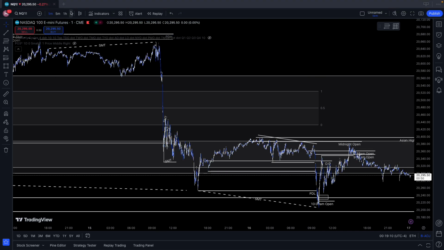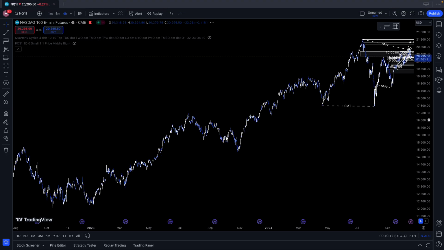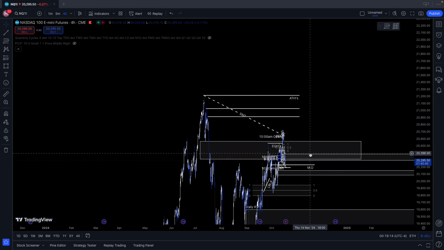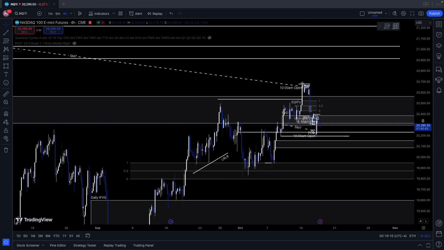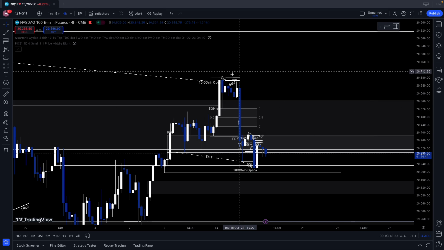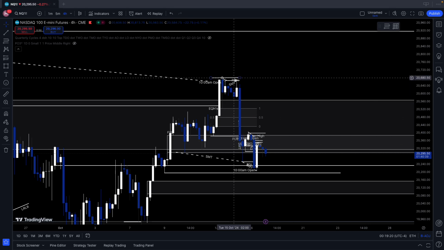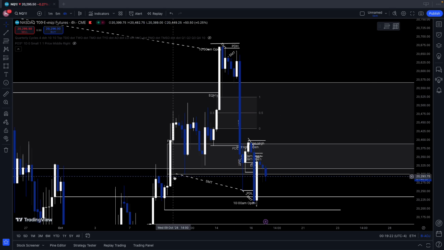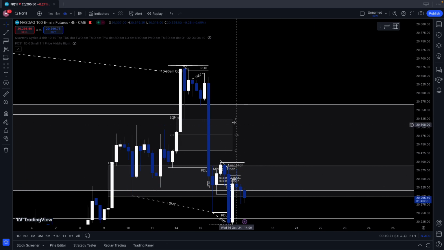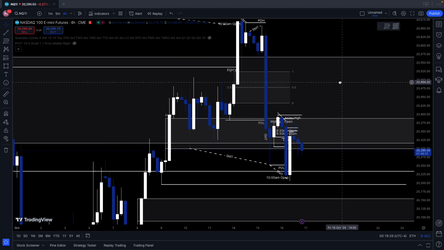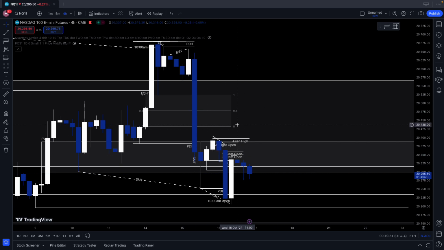Alright, so coming to today, what I saw on Nasdaq was overall, right here, price was sitting in discount of this range from the previous day. We had S&Ts at these daily lows right here, and we left this 4-hour imbalance behind. So overall, this is telling me I want to see a bullish bias up to here.